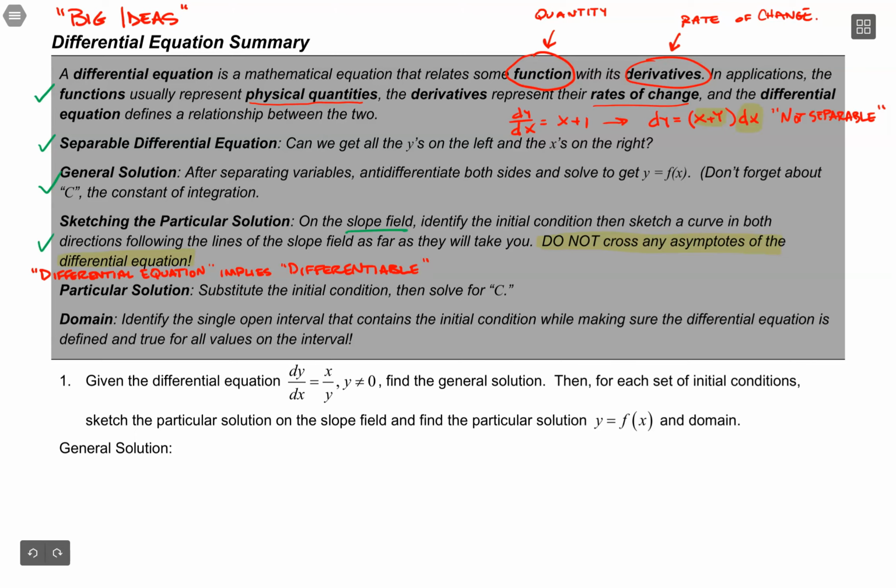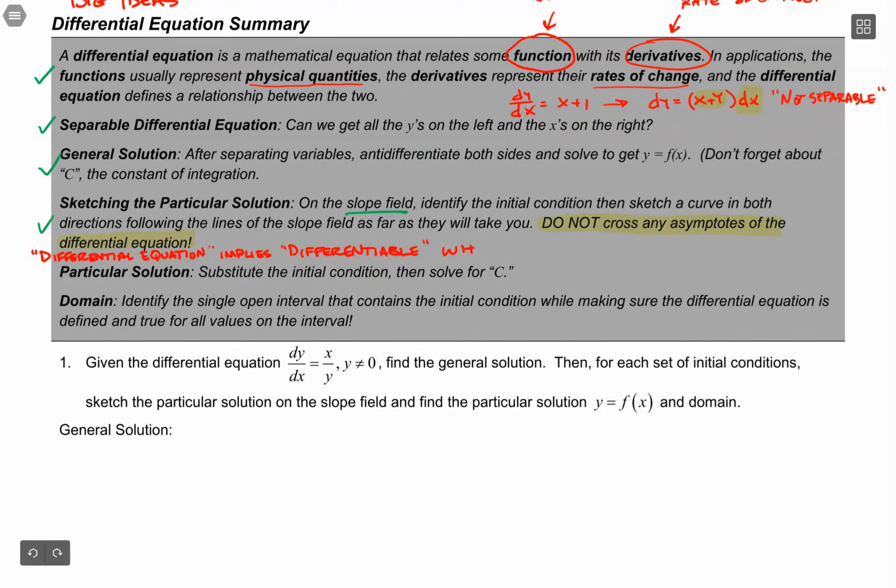If we have a differential equation, that implies differentiable, which in turn implies continuous. When finding particular solutions, make sure you solve for that constant of integration by substituting in some initial condition. I call it initial condition here. That does not mean that the input x or t has to be equal to 0. It can be any point on the graph.